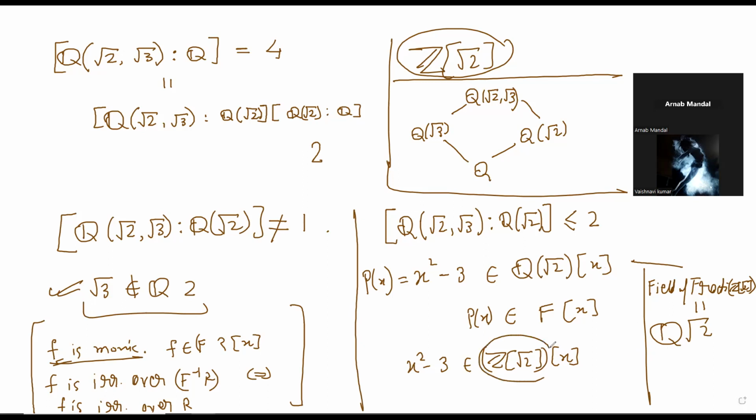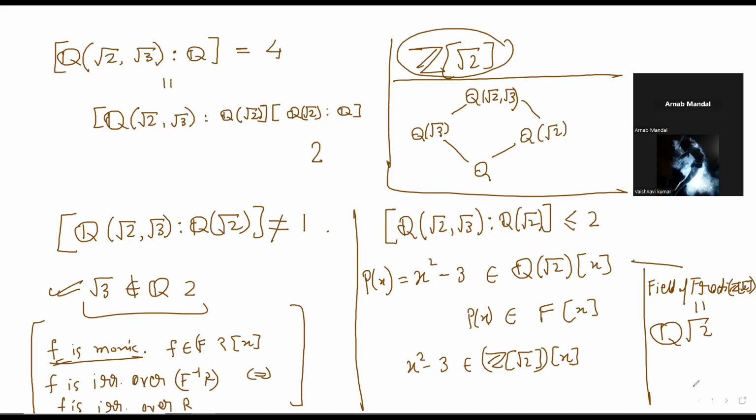Because if it was a UFD, then you would have used the rational root theorem. But it doesn't really help. It just reduces to showing that the 3 is... it doesn't help. Okay, let's try some other question.